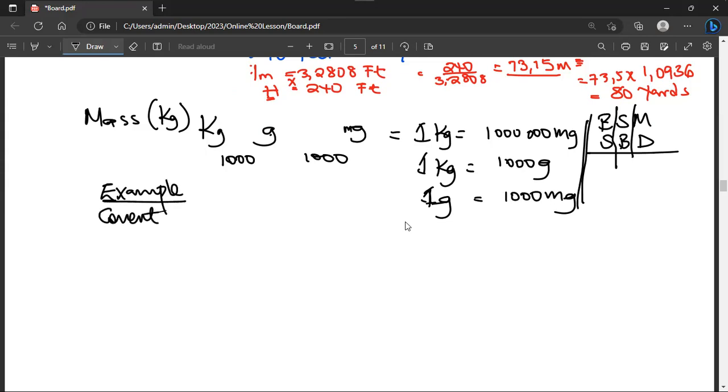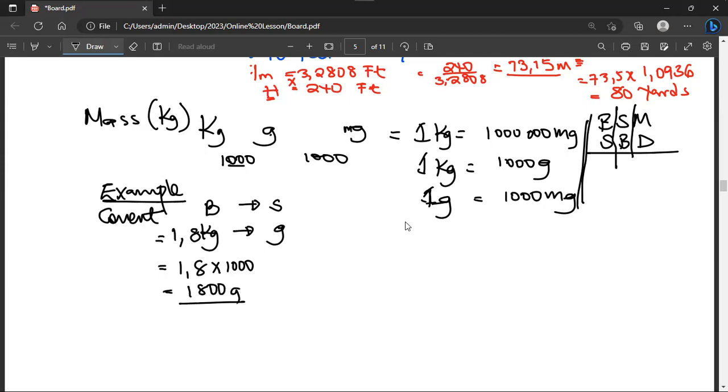Convert 1.8 kg to grams. So you're from big, this is big, kilograms are bigger than grams. You're going to the small end. So which is big to small, you're going to multiply. So this will become 1.8 times 1,000. Why am I multiplying by 1,000? Because between kg and g, we have 1,000. So here we do that, and we end up having the answer as, don't forget the unit.